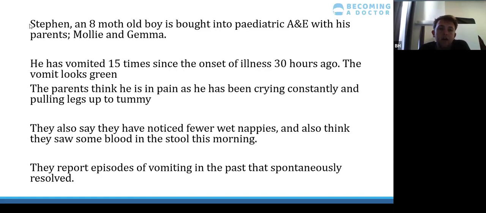Okay. So going through it, I'd say we'd be quite worried about them. They are dehydrated again, they've got fewer wet nappies, and they've got bilious vomiting. And remember, bilious vomiting means obstruction, because the obstruction has to be distal to the duodenum, because that's where bile enters the GI system. So we know there's an obstruction there, and the vomit is coming from that area of the GI tract as opposed to the stomach. So we're quite worried about this patient.